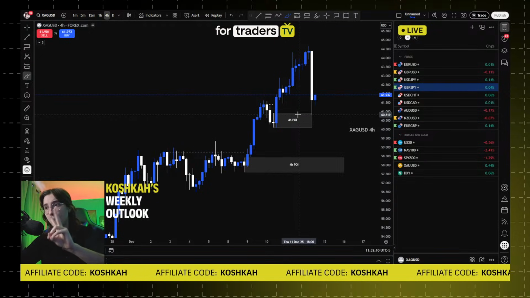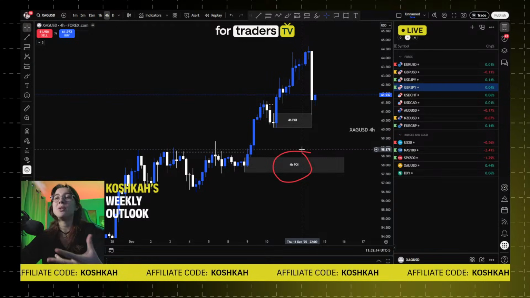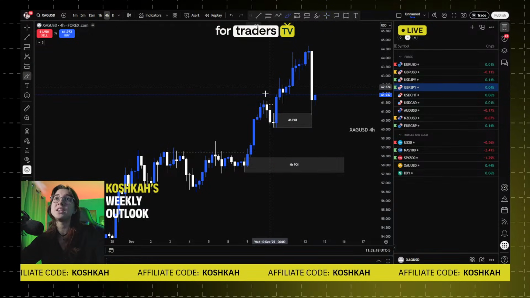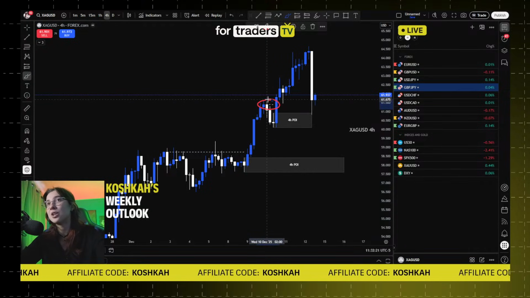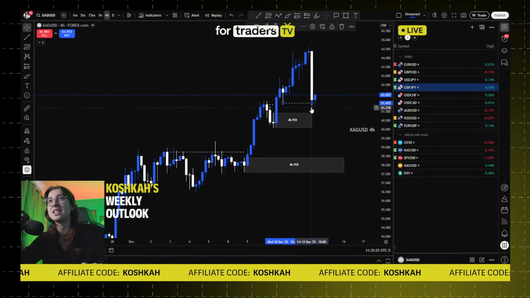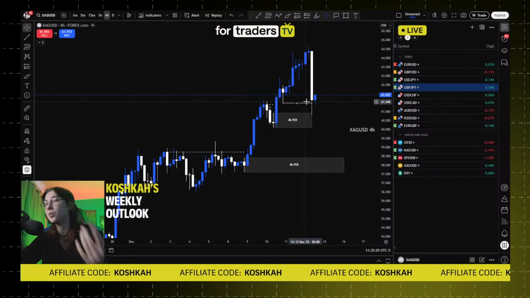And we have two POIs, right? We have this one and we have this one. Now you will tell me, okay, which one is the best? If you look at the structure, you'll see that right here the pullback and the break is really, really small. And the liquidity that we have is here. This is the little inducement that we just got a sweep of. So this is a liquidity sweep.